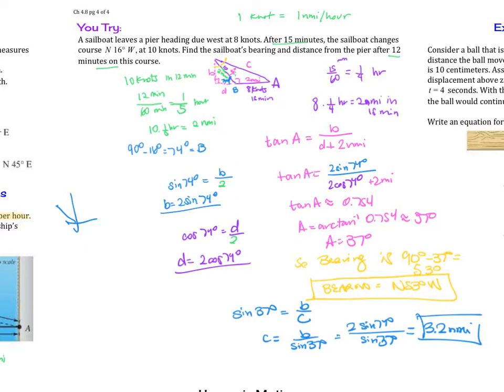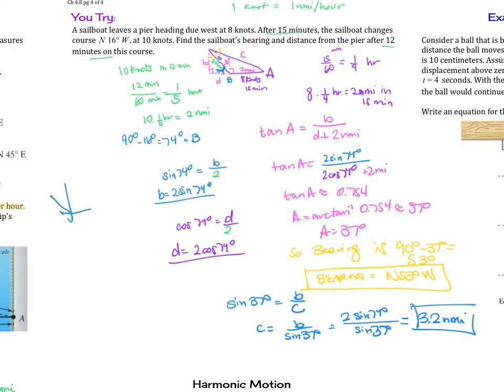Then the last thing you do is find the distance C here. What is the distance from where it started? And so you can use sine of 37 degrees equals B over C, and then plugging in B is 2 sine of 74 over sine of A, which is 37 degrees, and then you would get 3.2 nautical miles.